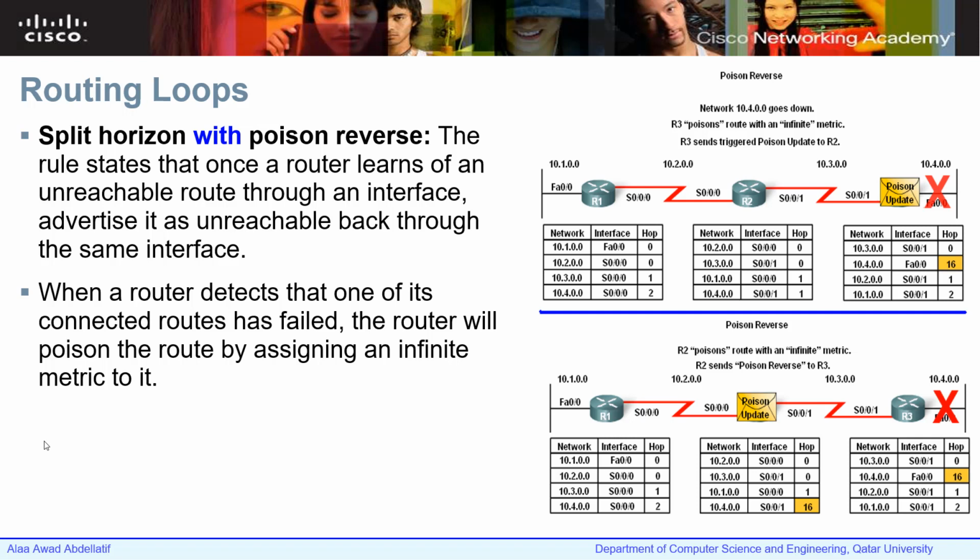When a router detects that one of its connected routes has failed, the router will poison this route. Poisoning this route means assigning an infinite number of hops, or infinite metric, to it. The definition of infinite here is 16. So I put an infinite value in the metric. It means that it's unreachable and I poison this route, and I consider this route unreachable. Then I will send a triggered update to all other routers: take care, this is an unreachable route. Okay, any questions?